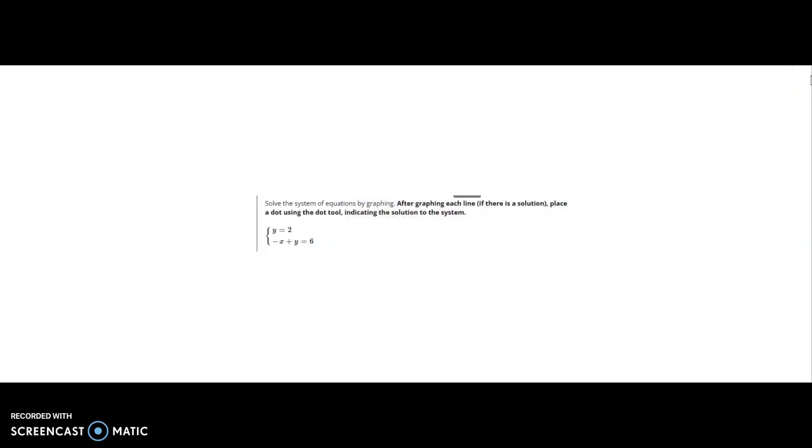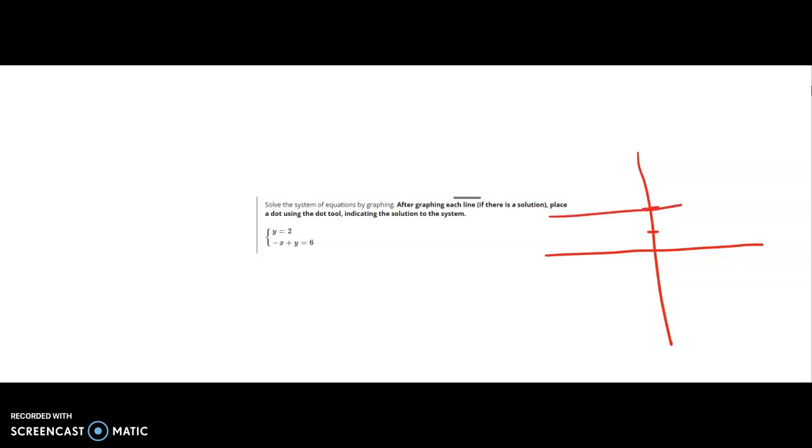Okay, for this problem, we need to solve this system of equations by graphing. After graphing each line, we need to place a dot using the dot tool. So first of all, this y equals 2 is just going to be a line across where y equals 2. So right here, y equals 2, we're just going to have a horizontal line right there.